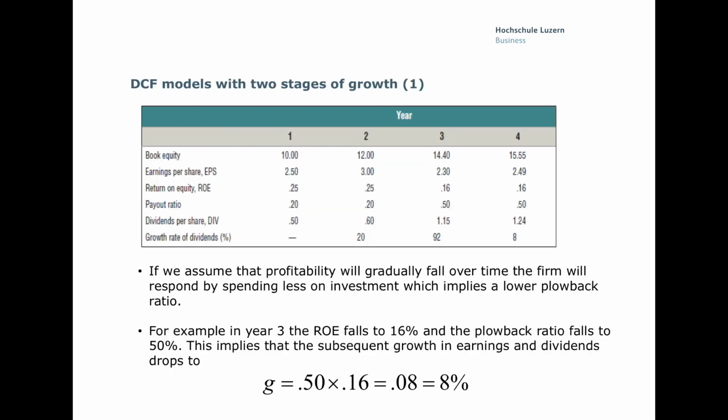Let's have a closer look at the problem of declining profitability. Assume again that the firm's response to the fall in profitability is by reducing its investments. This means the firm's plowback ratio decreases and the payout ratio increases. For example, in year 3, the payout ratio, which is 1 minus the plowback ratio, increases to 50%, and at the same time, the return on equity decreases to 16%. Note that the ROE is computed as earnings per share divided by the book equity. It finally follows that the subsequent dividend growth rate drops to 8%.